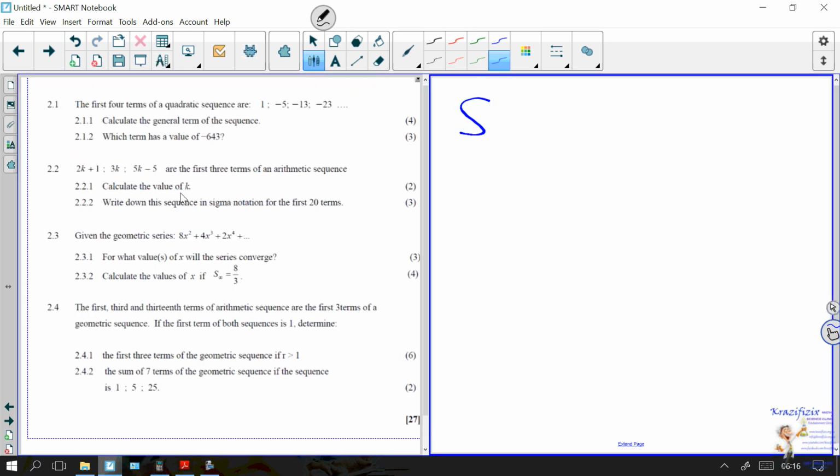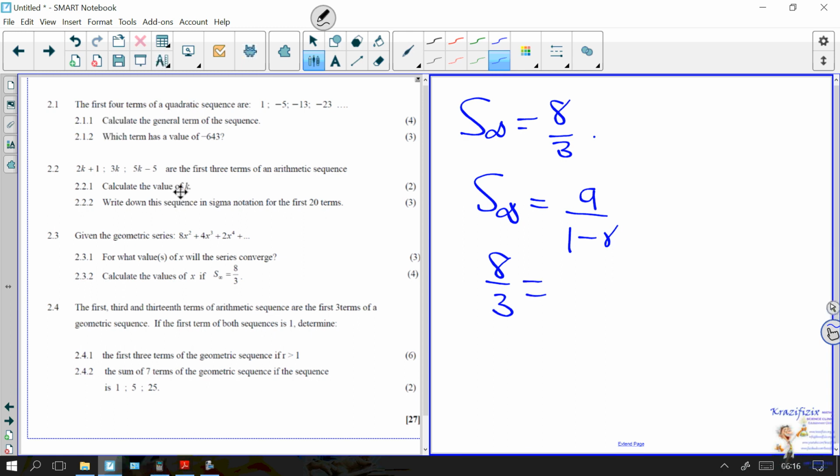Now, S to infinity equals 8 over 3. What's my formula for S to infinity? S to infinity is a over 1 minus r. But now I know my S to infinity is 8 over 3. Now, what is my first term? All right, what's my first term? My first term is 8x squared over 1 minus, what is my ratio? We got x over 2.